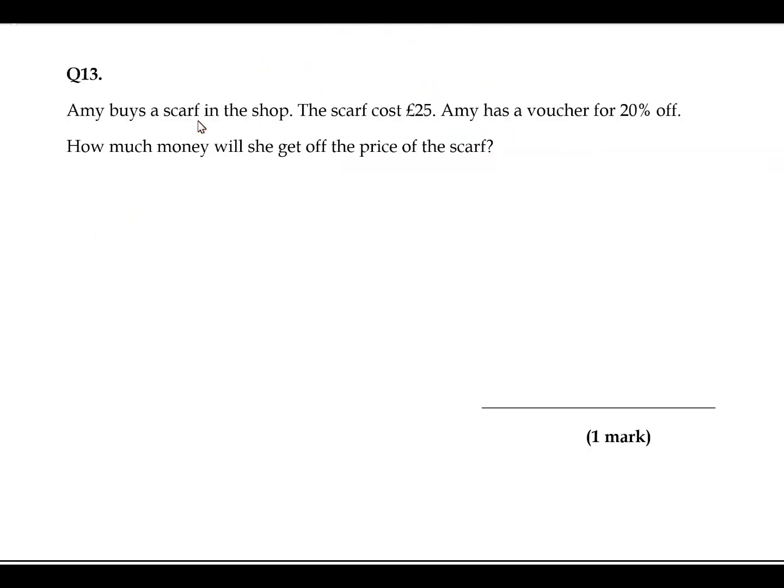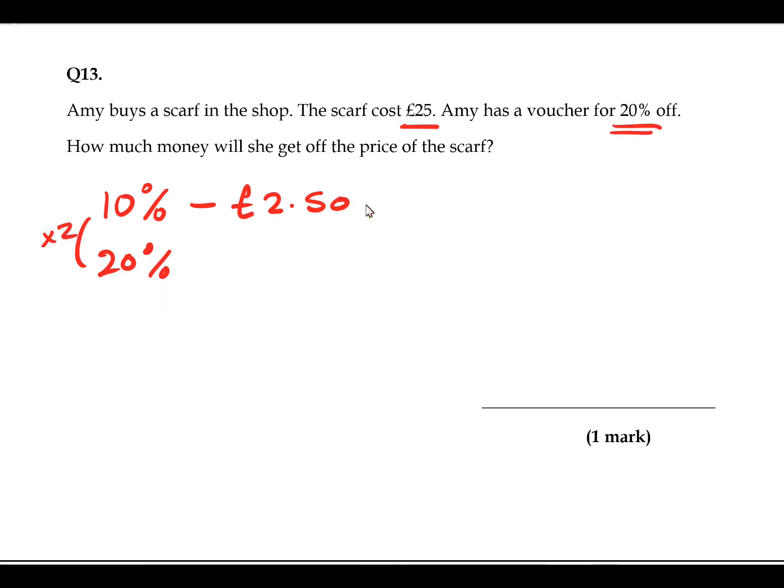Question 13. Amy buys a scarf in the shop. The scarf costs £25. Amy has a voucher for 20% off. How much will she get off the price of the scarf? So again, we have a percentage question in the non-calculator exam, so we use our 10% rule. So 10% is £2.50. So 20%, which is what we're looking for, is 2 lots of 10%. So we need to multiply £2.50 by 2, and we end up with £5.